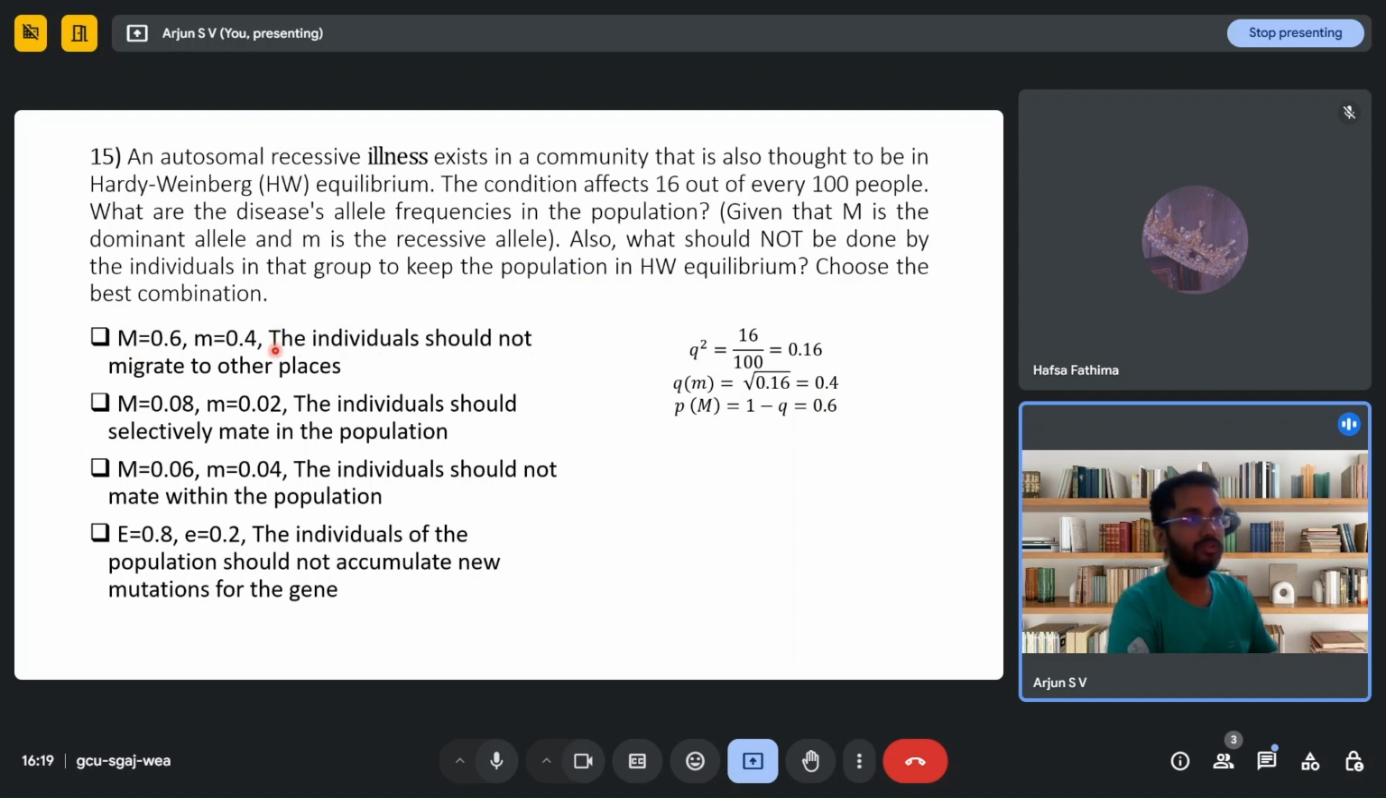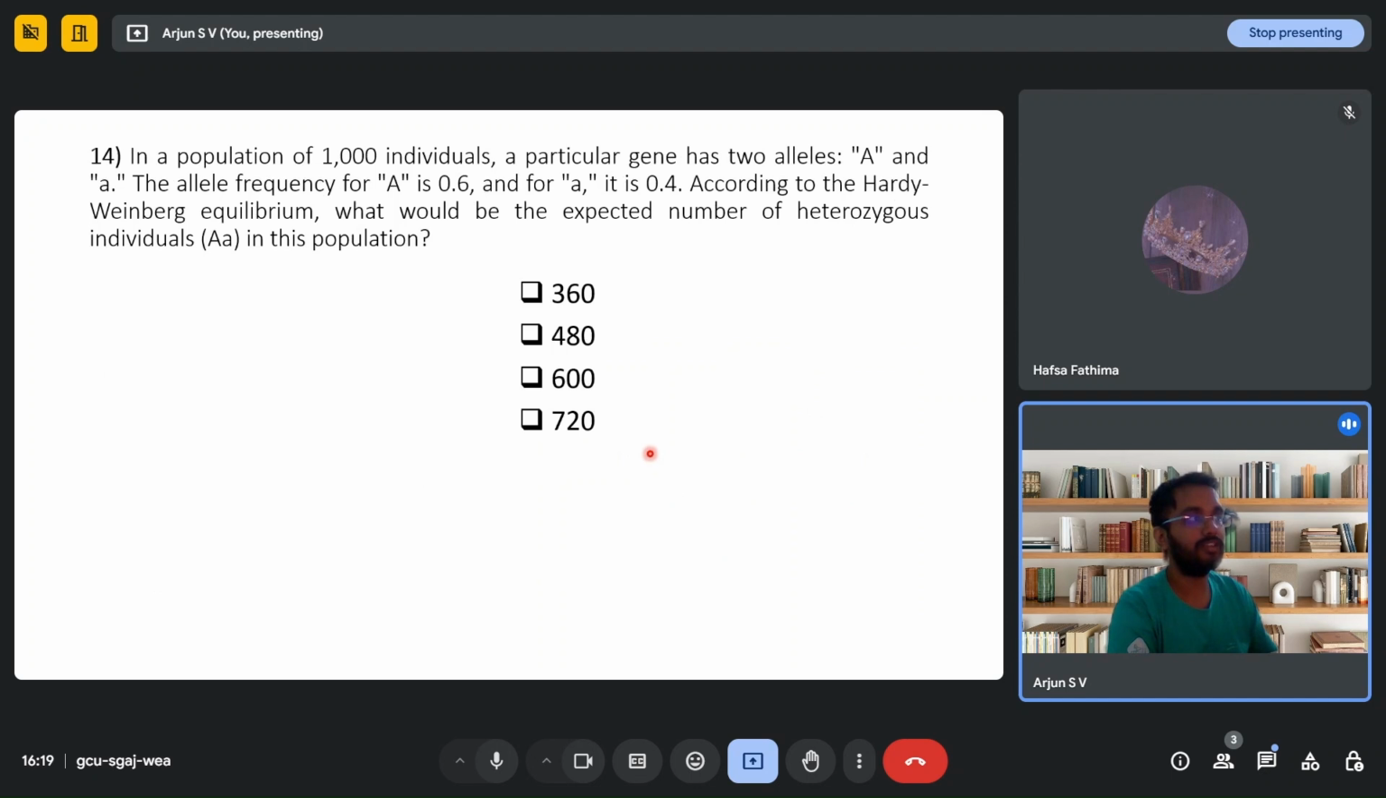So to avoid being in Hardy-Weinberg equilibrium, the individual should not migrate to other places. So that's all. Yeah, this is the answer. So I'll just go over the answers from the first once again.